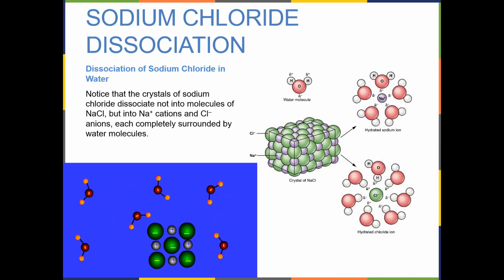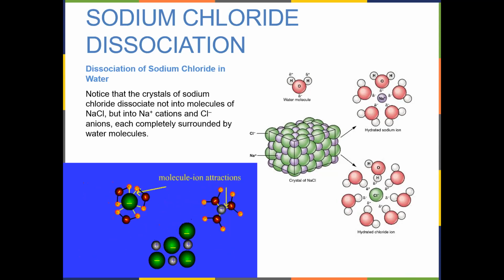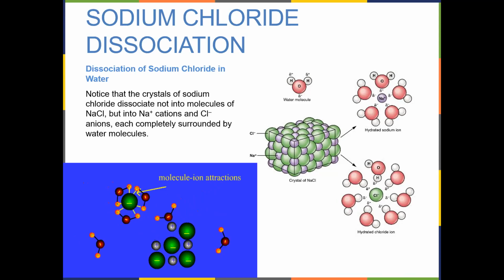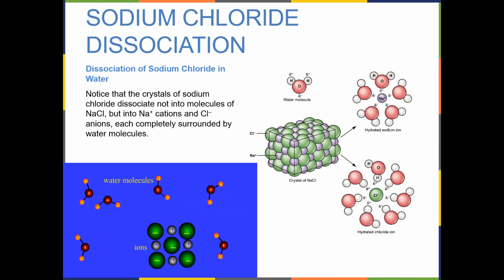So sodium chloride is easily broken apart. That's why salt goes into solution so easily, because the positive and negative charges on the water molecule are attracted to the positive and negative charges of the salt crystal. It's harder to get sugar to go into solution.